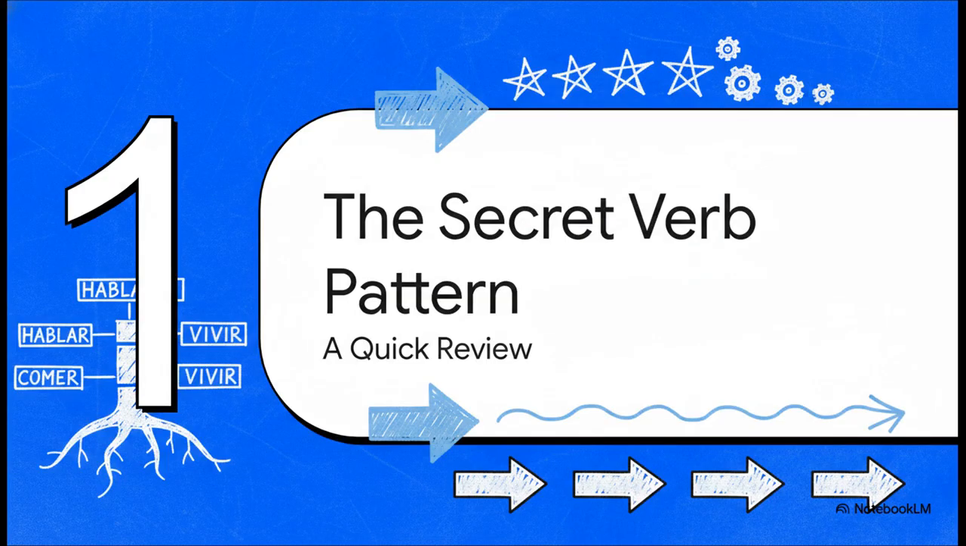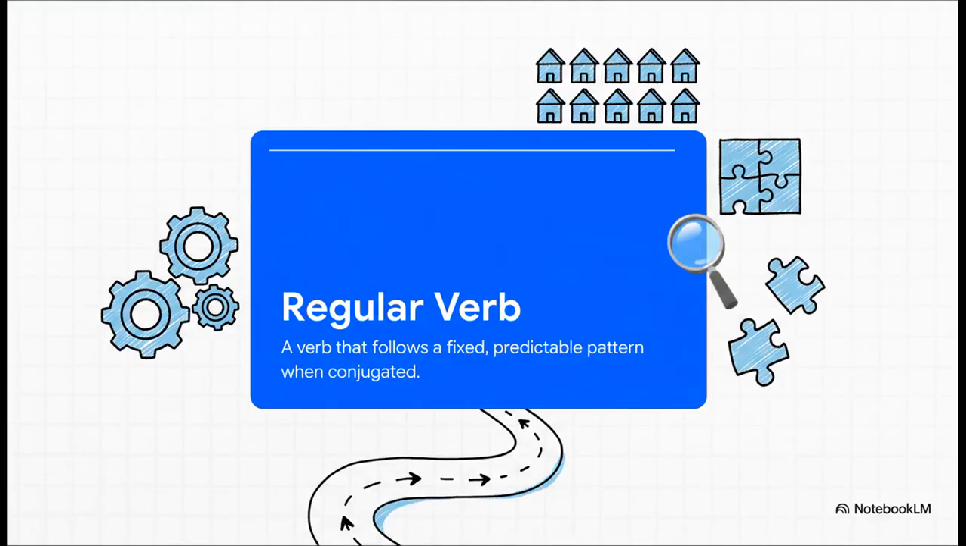Okay, let's get into it. This whole system, the secret pattern we're talking about, it all boils down to one simple idea, and that's the regular verb. So what on earth is a regular verb? Well, think of it as the well-behaved verb. It does exactly what you expect it to do. No surprises, no weird exceptions. It follows a fixed, predictable pattern every single time. And that predictability? That's our secret weapon.